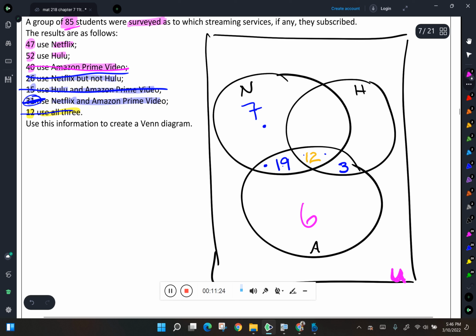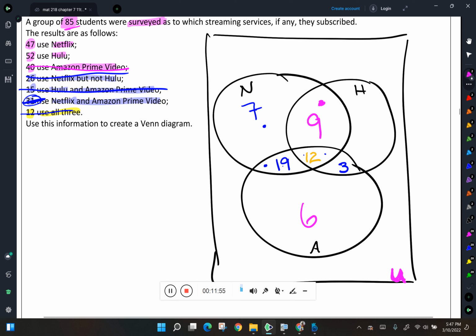I can do the same, well, maybe not. Hulu still has 2 pieces unknown, so I can't use that 52. But I can use the 47 for Netflix to find this piece up here. And then once I know that, I can find the piece to the right for Hulu. So 47 use Netflix, so this piece right here is going to be the 47 minus the 7 minus the 19 minus the 12. So 47 minus 7 minus 19 minus 12, and I get 9. So 9 people are there.